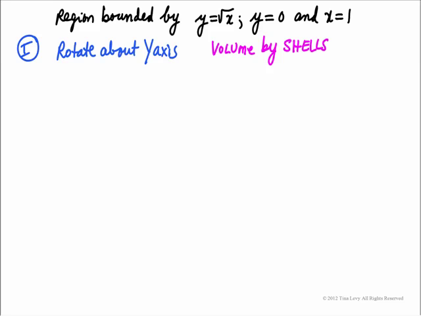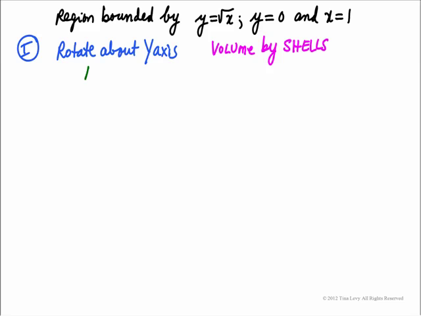We're going to take the region bounded by the function y equals square root of x, y equals 0, and x equals 1, and we're going to rotate it about the y-axis. And we want to find the volume by cylindrical shells.